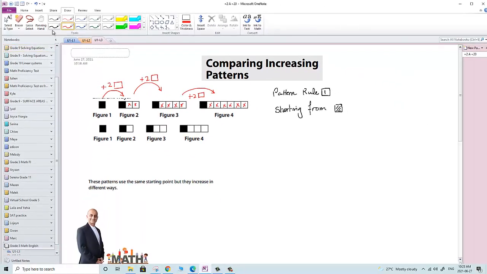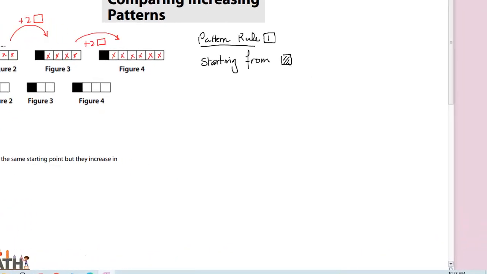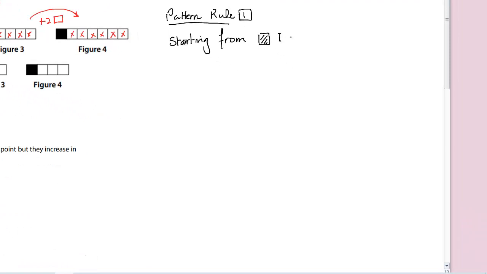That means what? I go to my pattern rule and I say, I know my pattern rule now. Starting from one black block, I add 2 white block. That's it. I know the pattern rule. Let's do for pattern number 2. So pattern rule number 2.